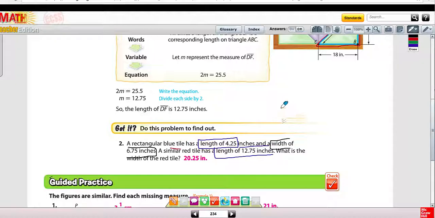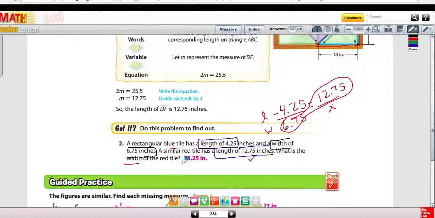In Got It 2, at the bottom of page 234, we have the length of the blue tile, which is 4.25, over the width of 6.75. Again, this is the length, this is the width, and I'm going to set a proportion using that last number we're given, which is a length of 12.75. So I'll put 12.75 with the length and then x for the width. We don't know the width. So again, when we cross multiply and divide, 6.75 times 12.75 divided by 4.25, we get 20.25 inches.